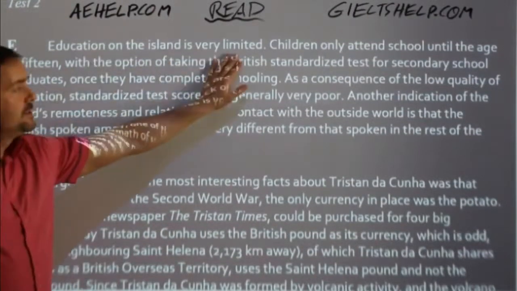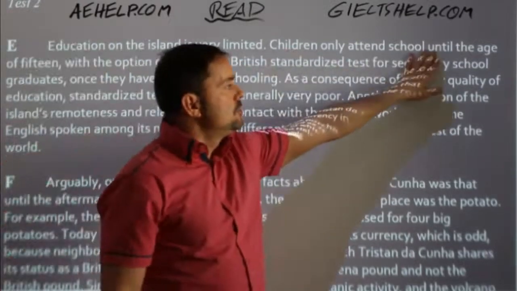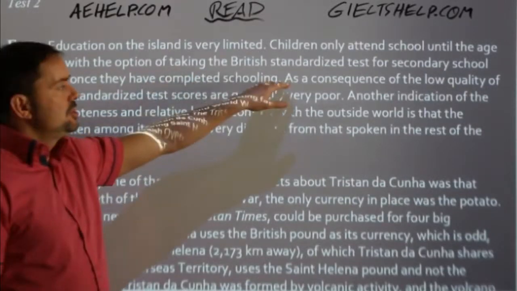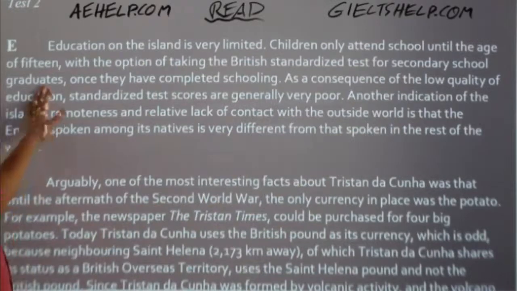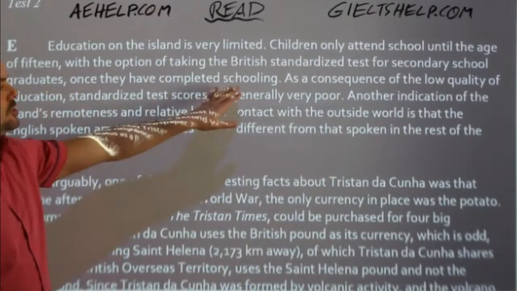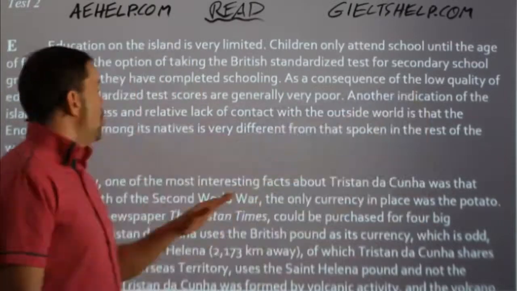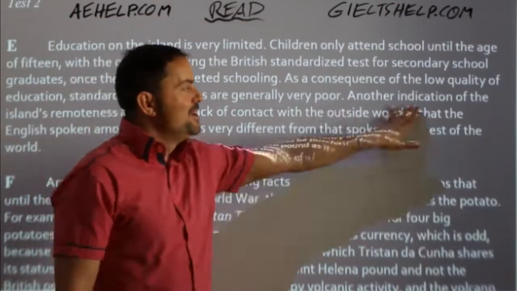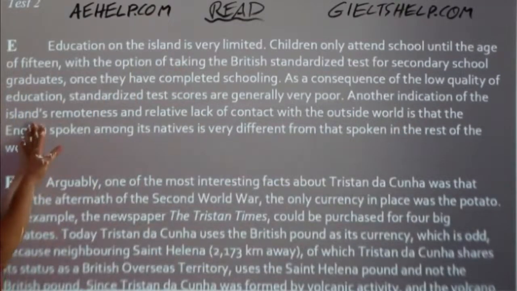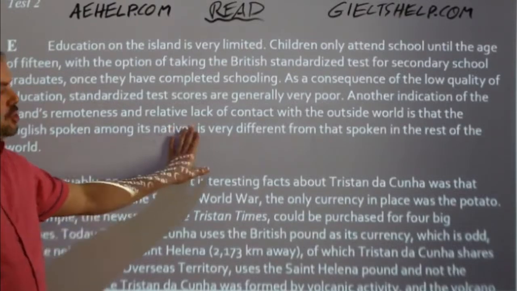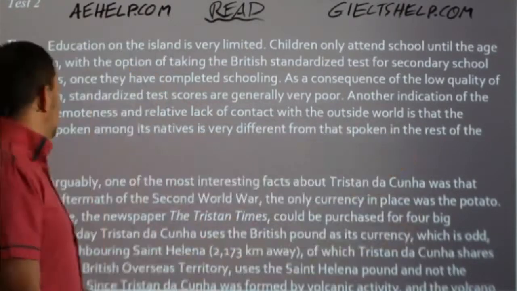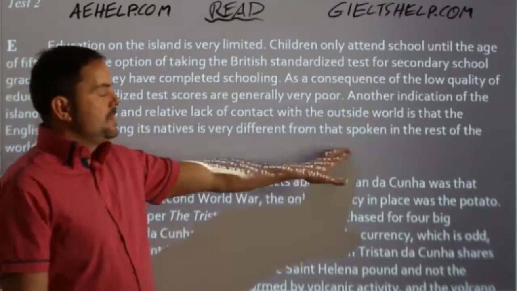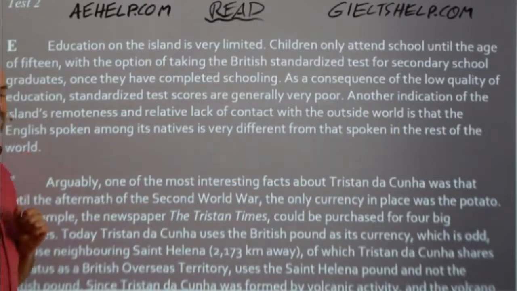Education on the island is very limited. Children only attend school until the age of 15, with the option of taking the British standardized test for secondary school graduates once they have completed schooling. As a consequence of the low quality of education, standardized test scores are generally very poor. Another indication of the island's remoteness and relative lack of control with the outside world is that the English spoken among its natives is very different from that spoken in the rest of the world.